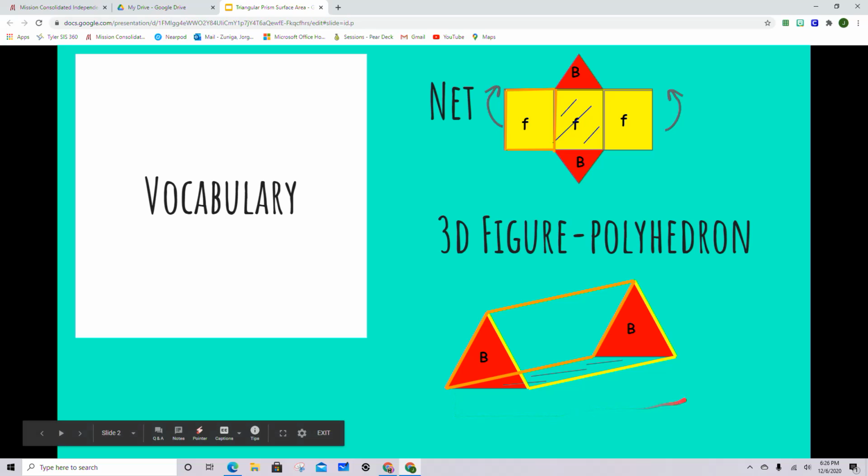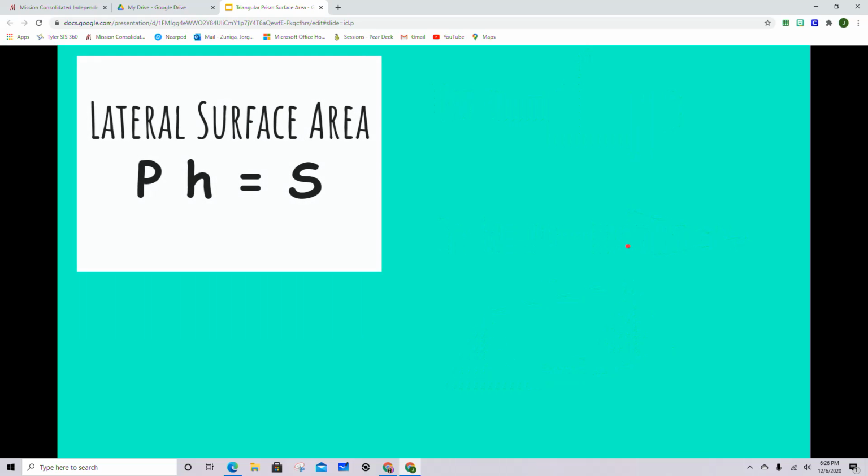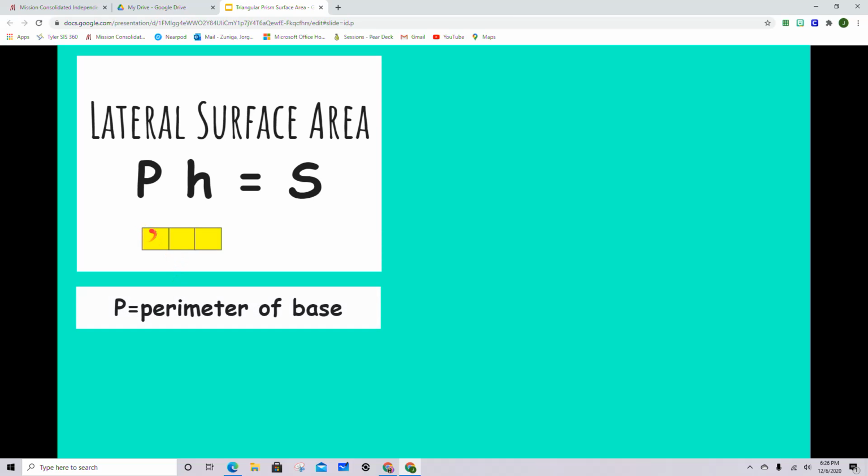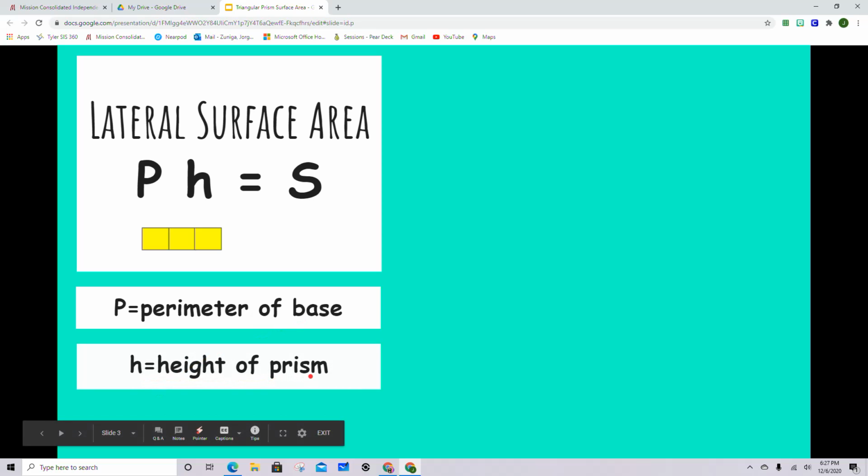So by looking at this polyhedron or this 3D picture, we can see that there are three rectangles. Those are your lateral faces, and you have two triangles, the two bases. Now, this is the formula for lateral surface area of a triangular prism: perimeter of the base times the height. So we're going to label that. We are only finding the area of the lateral faces, which are your rectangles. So capital P is the perimeter of the base. H is going to be the height of the prism.